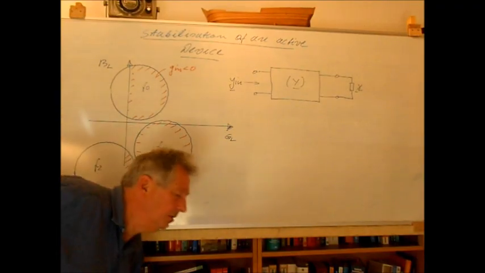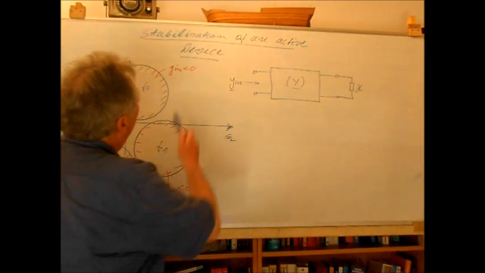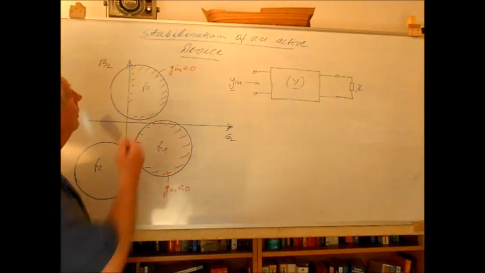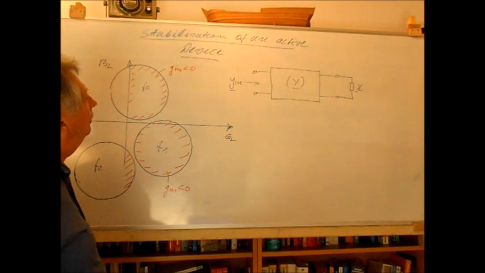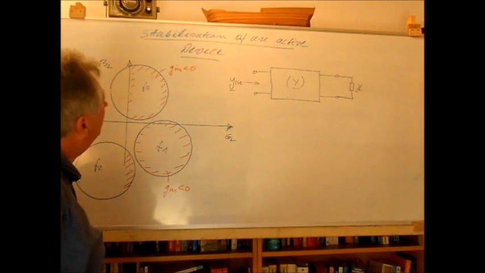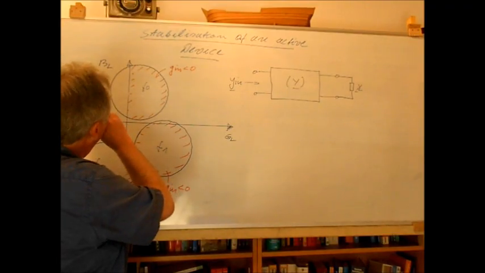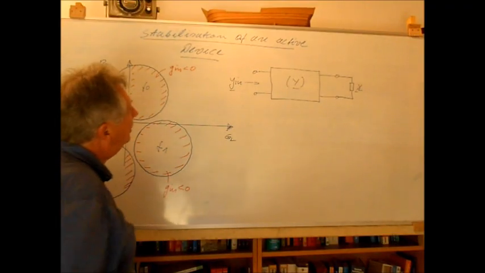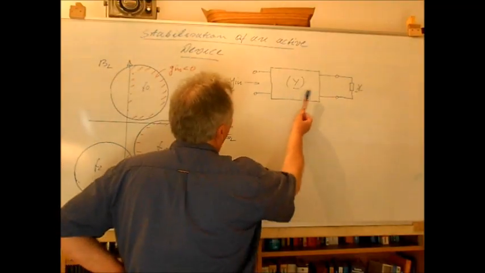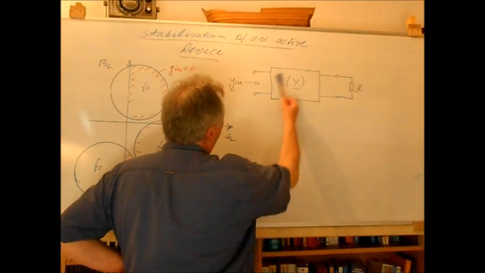So I now want to discuss how to stabilize an active device. At the moment we consider only the load plane. So what does the stability circle tell us? We have in principle the following situation. We have our active device.